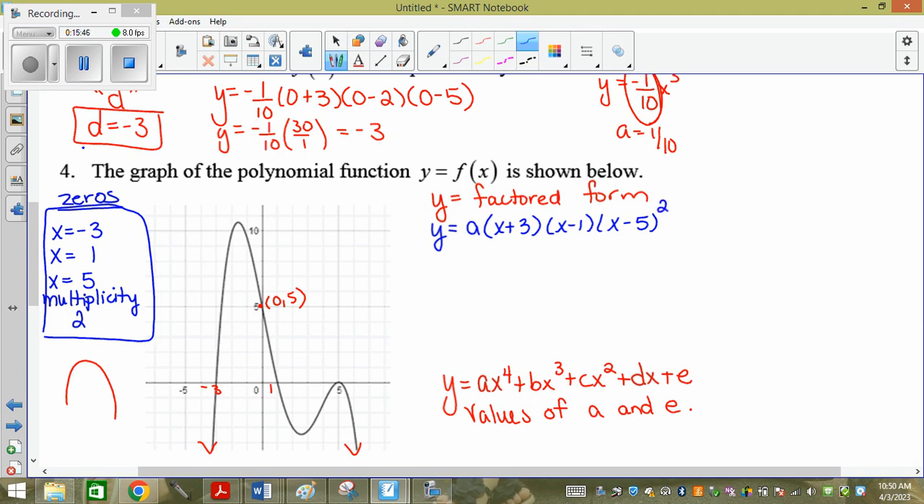Okay, then I plug in my 5 and my 0. So I get 5 equals a, 0 plus 3, 0 minus 1, 0 minus 5 squared. 5 equals a, this would be 25 times 3, 75 times negative 1 is negative 75. And a is going to equal 1 over negative 15.